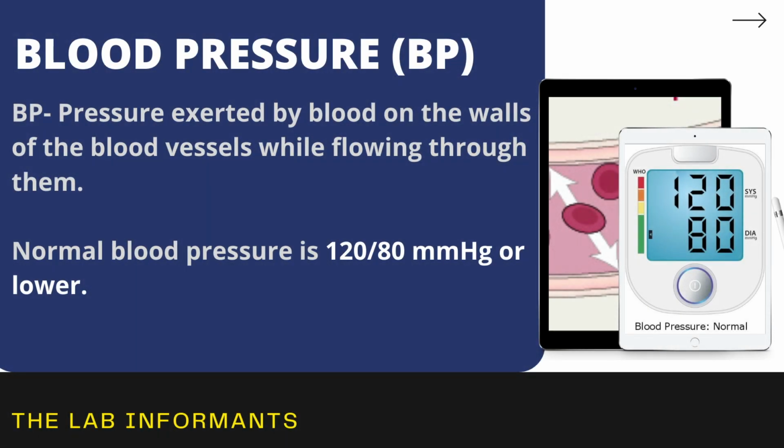By definition, blood pressure simply means pressure that is exerted by blood on the walls of the blood vessels while the blood is flowing through the blood vessels. An ideal blood pressure is approximately 120 systolic and 80 mm mercury diastolic or lower than that. Many people ask themselves, what is hypertension? Hypertension is simply an increase in blood pressure.